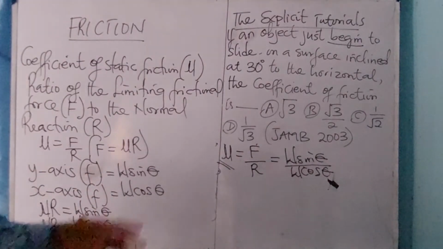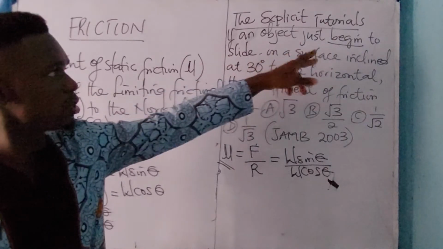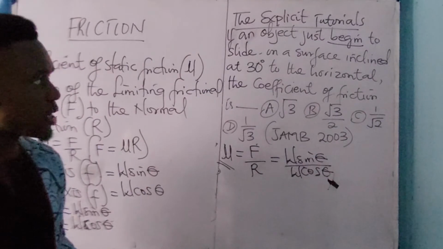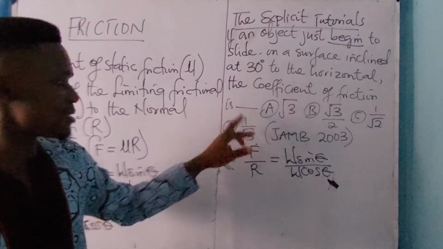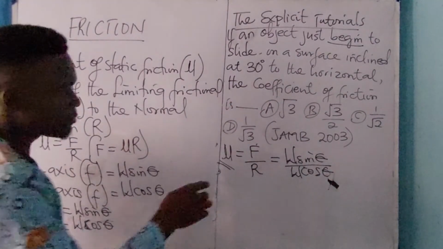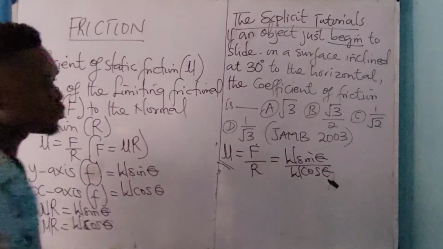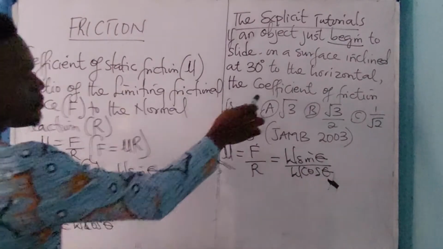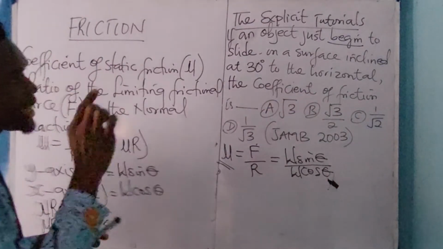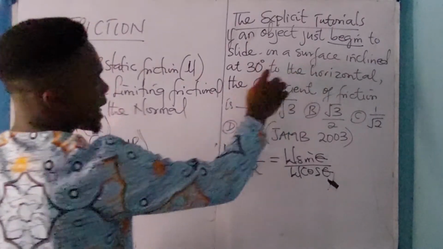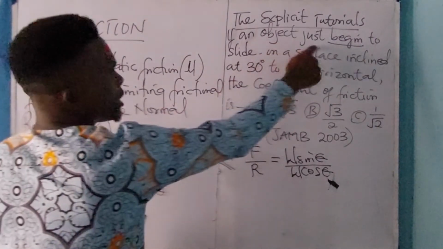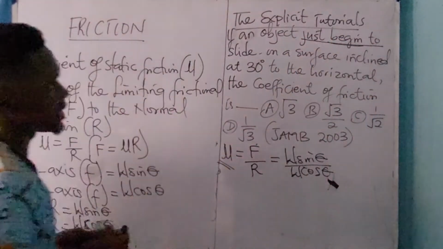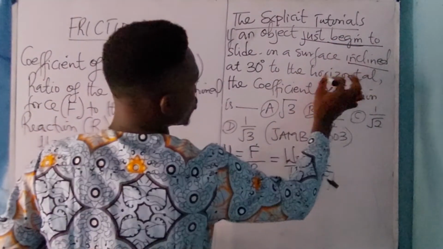Look, we have a question which says an object just begins to slide on a surface inclined at 30 degrees to the horizontal. The coefficient of friction is? Now please, we would have loved to use W cos theta, but we will be very wrong. Please take note of this. The coefficient of friction to a particular surface that is inclined such that the object begins to slide. The word here is what? Just begins to slide on an inclined plane to the horizontal.